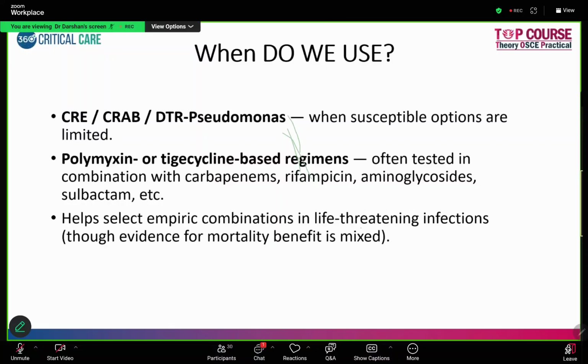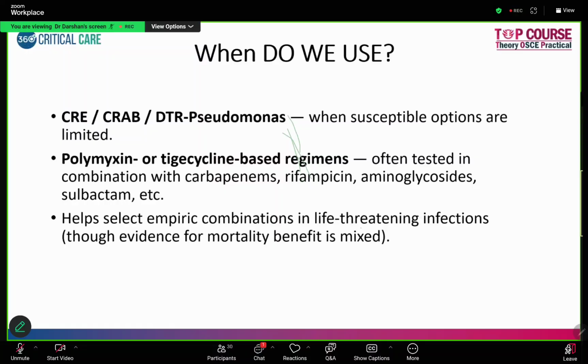So when do we use it, and in which organisms do we use it? We use it in CRE, in CRAB, and in difficult to treat Pseudomonas. Susceptibility options in these organisms are very limited, and that is the reason we do synergy testing for all these organisms.